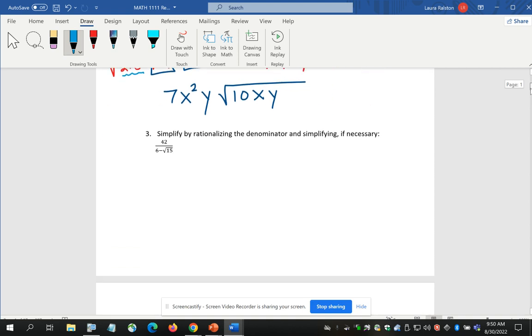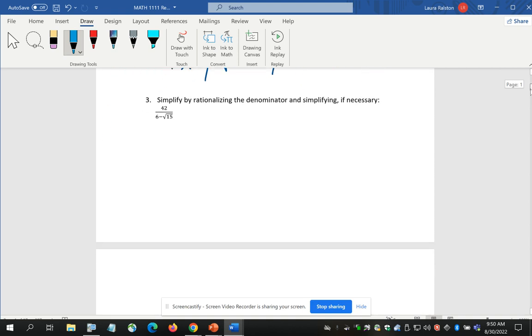Question number 3 asks you to simplify by rationalizing the denominator and simplifying. Okay, so they tell you in this instruction the technique to use, because one of the things about working with radicals is you cannot have a radical in the denominator of a fraction, which we do have here in this particular case. So we rationalize the denominator. So we have 42 over 6 minus the square root of 15.